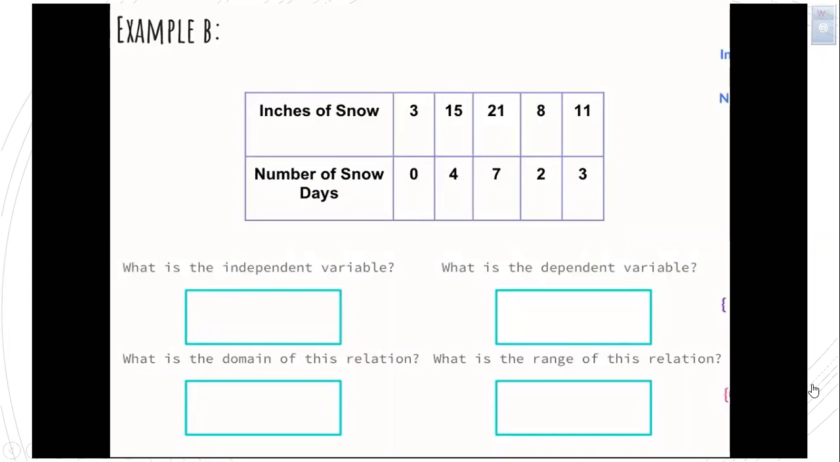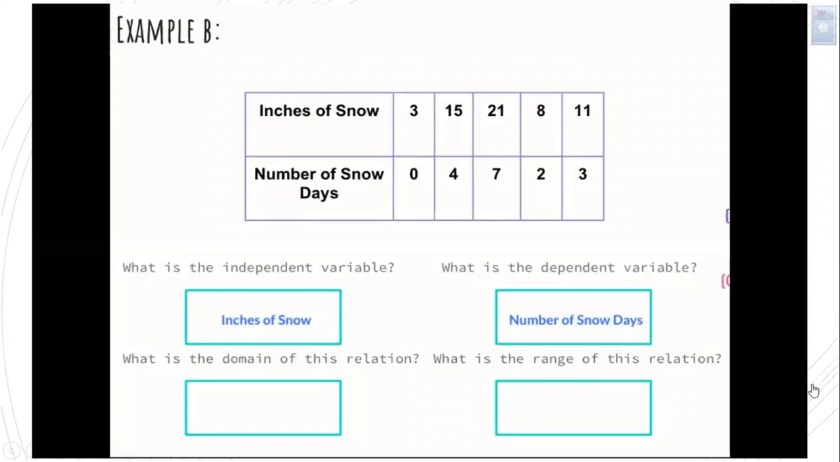So our independent variable in this case is going to be the inches of snow, because that's the thing that's going to affect the number of days that we get out of school, or our dependent variable. Our dependent variable depends on what happens with our independent variable.